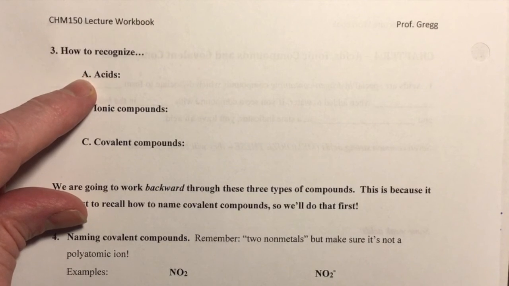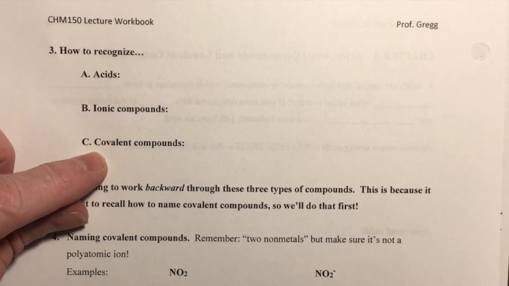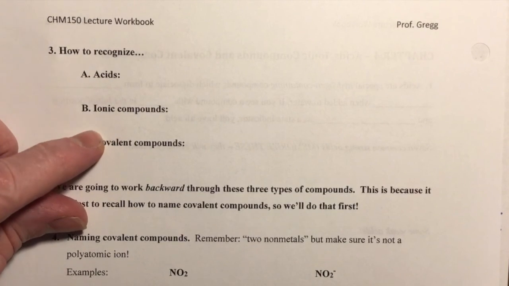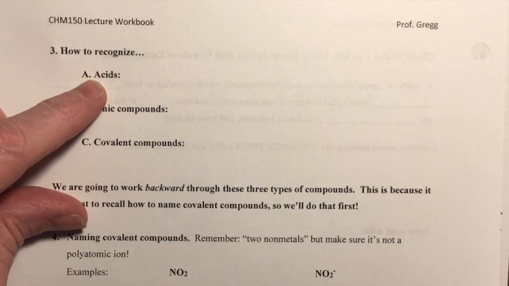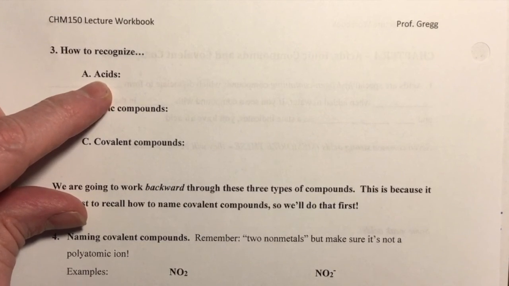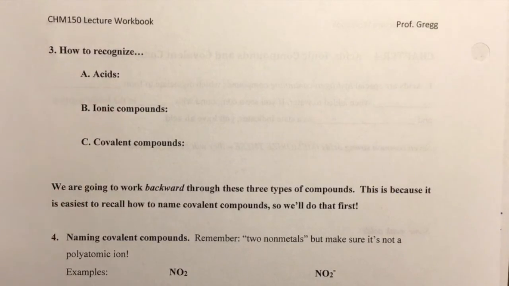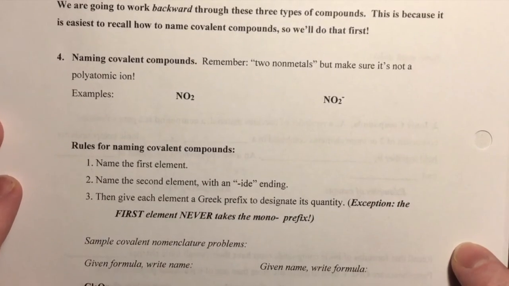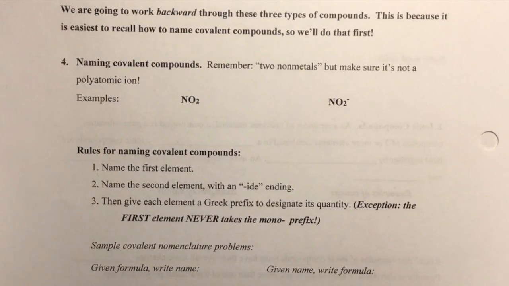So although I categorize them as A, B, and C, we're going to review them in the reverse order because it goes from probably the easier to the more challenging rules. I think the acids are probably some of the more challenging ones to name. Okay? So with that in mind, we're going to start with covalent compounds. And I'm hoping that this is a review for you.